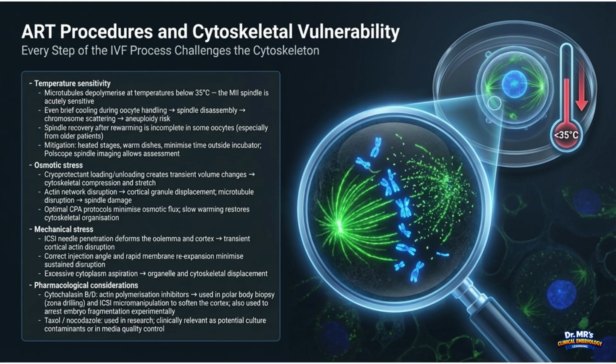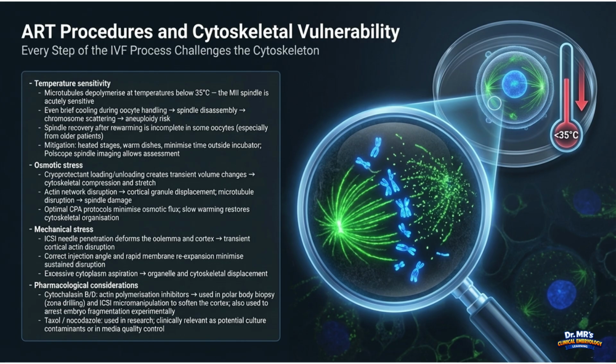We are constantly handling these cells. Let's talk about the myriad ways a well-intentioned embryologist can accidentally disrupt these exact mechanisms, starting with the most ubiquitous variable, temperature. We covered this briefly in the introduction, but we must revisit it with our new deep molecular context.